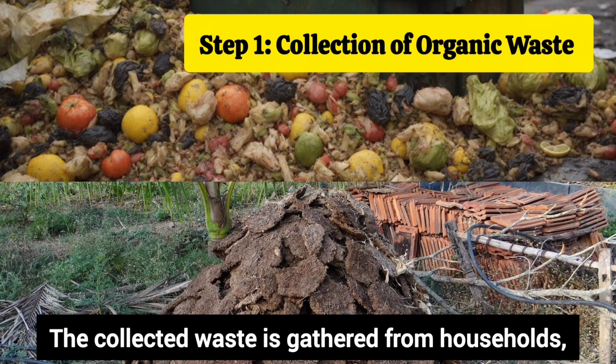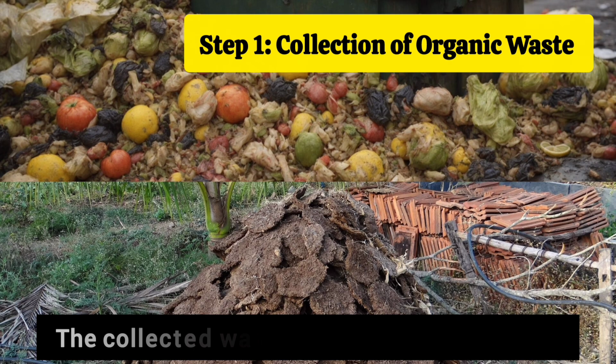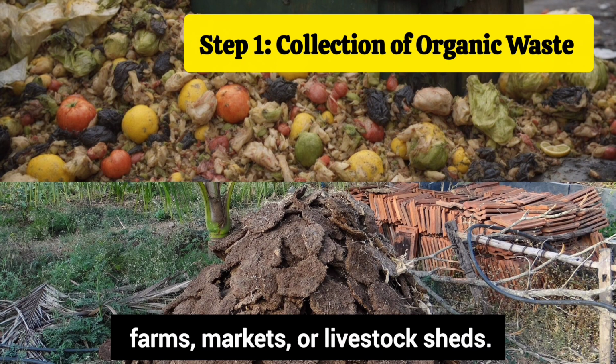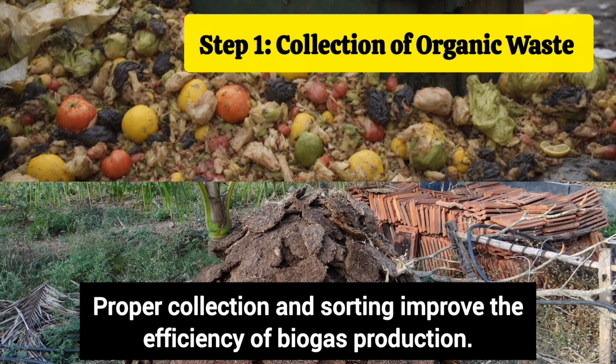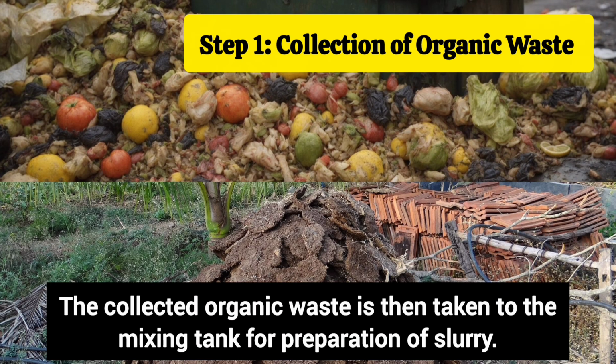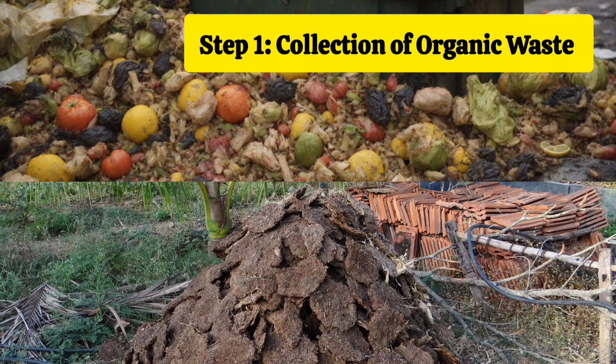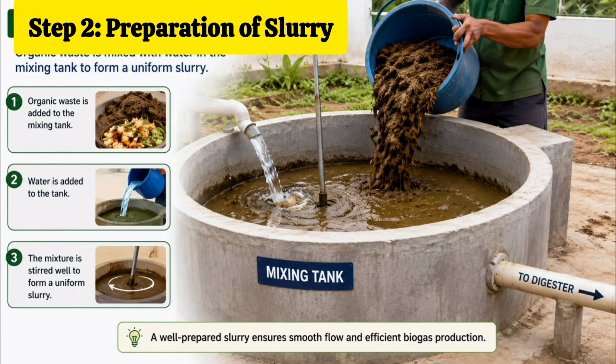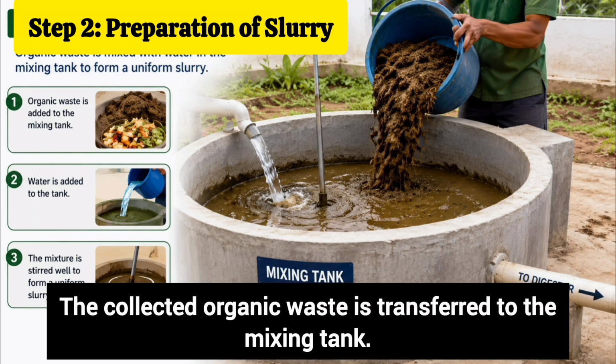The collected waste is gathered from households, farms, markets, or livestock sheds. Proper collection and sorting improve the efficiency of biogas production. The collected organic waste is then taken to the mixing tank for preparation of slurry. Step 2, preparation of slurry. The collected organic waste is transferred to the mixing tank.